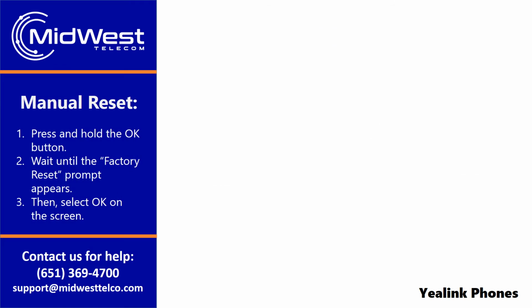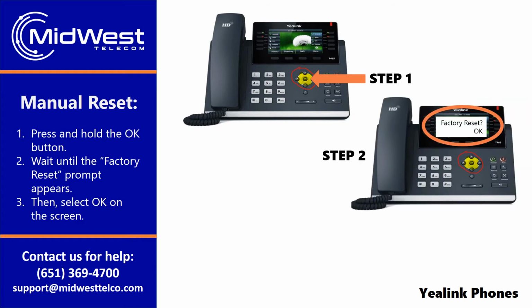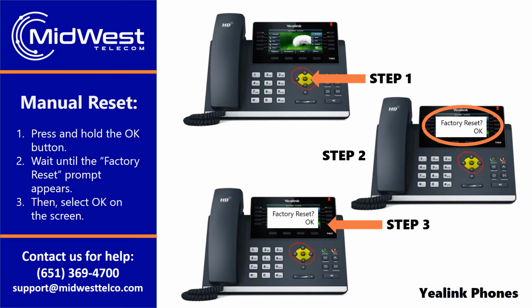Your Central Phone Book will update on all business phones automatically within 24 hours. But if you use Yeeling phones and would like to manually reset each phone, follow these 3 steps. 1. Press and hold the OK button. 2. Wait until the factory reset prompt appears. And 3. Select OK on the phone screen.